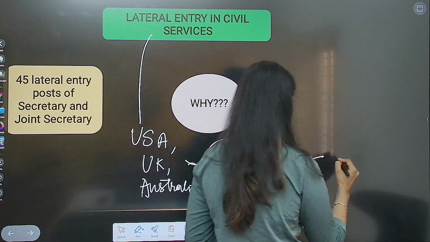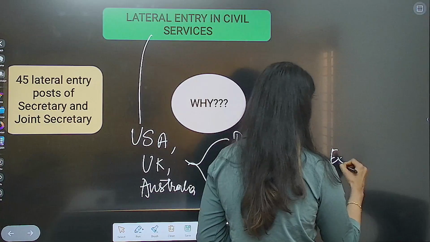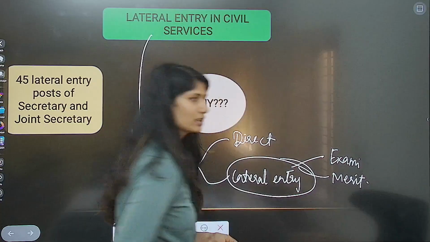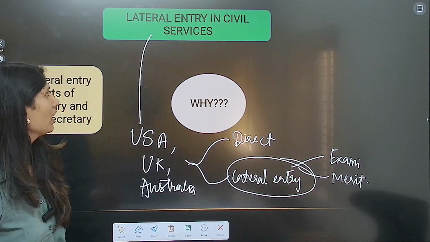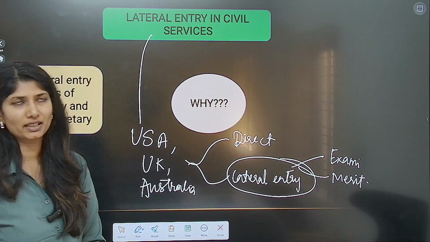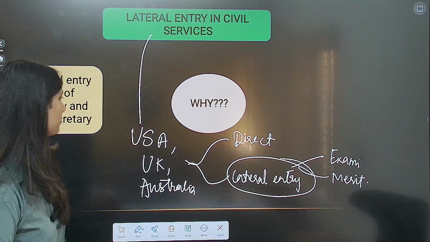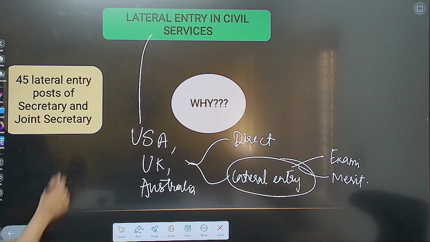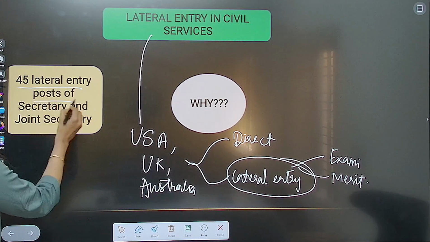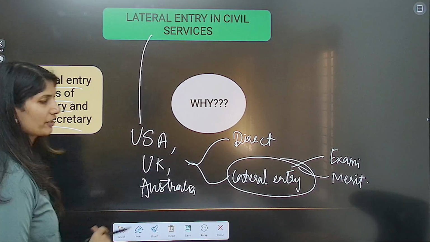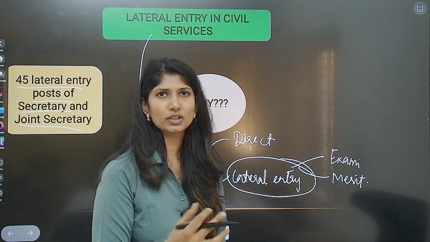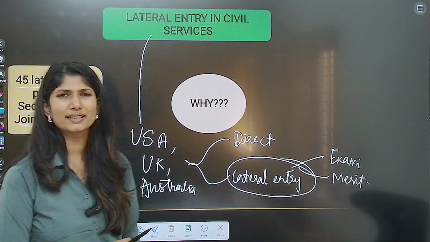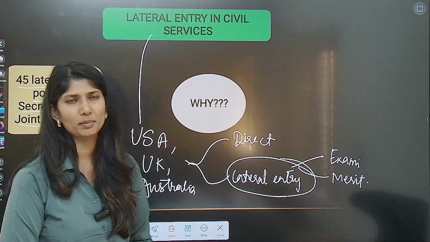For this, again, you will conduct one examination. You will select them on a merit basis. So multiple things will be there here. Now, why did the issue come in here, or why has this question come in? That is because the Union government, the central government, announced 45 lateral entry posts for secretary and joint secretary, and then because of the criticism faced, they pulled out the application. The question is why did they pull out the application?